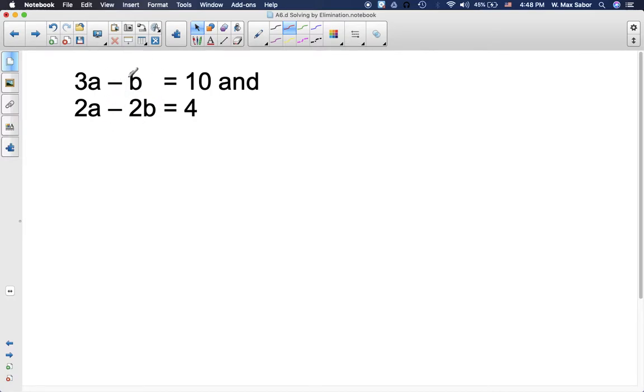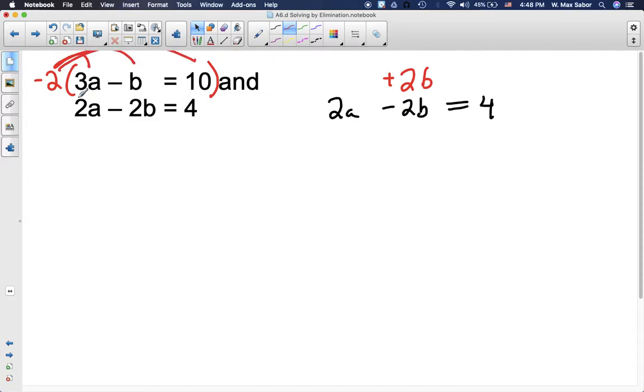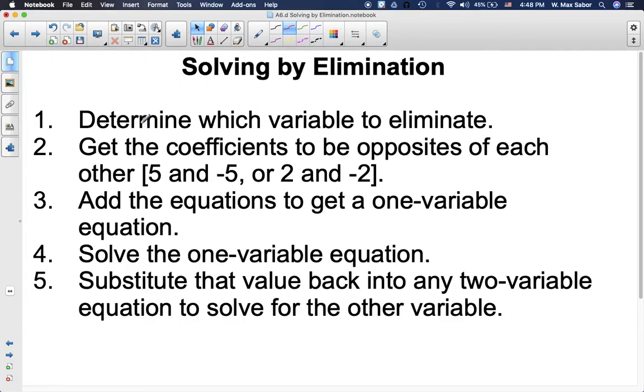what we want to do is we want to get them to be equal and opposite. So one thing that we could do is this one is negative 1 and this is negative 2. If I multiply this equation by negative 2, then this will have a positive 2b, which will cancel out with the already negative 2b. So I can just leave the second equation alone this time, and I'm going to distribute negative 2 into the whole thing. The reason I'm multiplying by negative 2 is so that these will be equal and opposite. That was what it said. Get the coefficients to be opposite of each other.